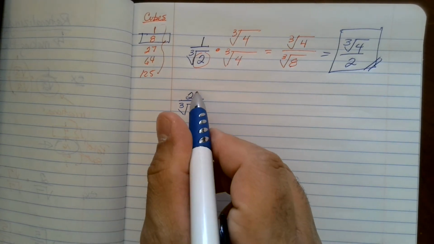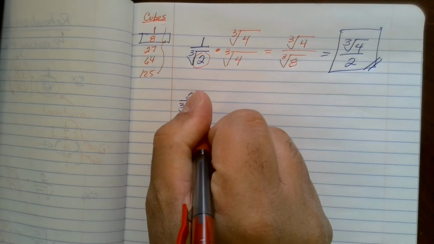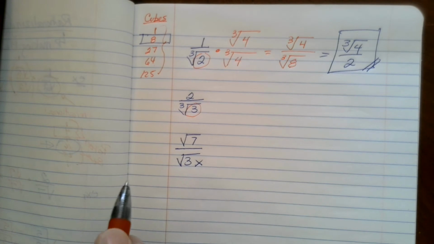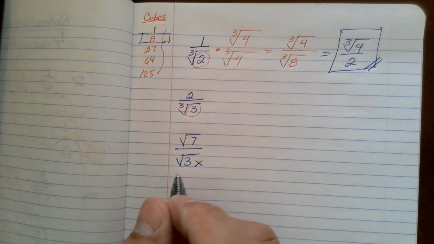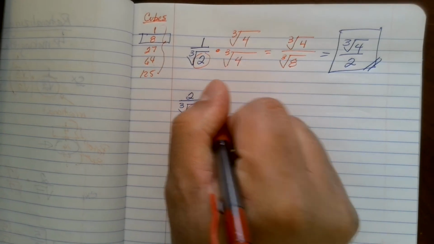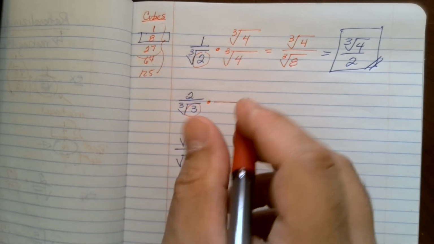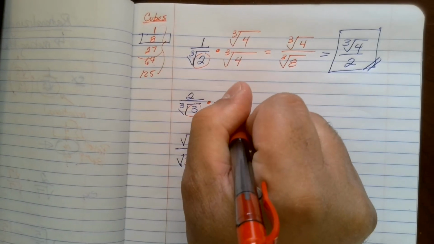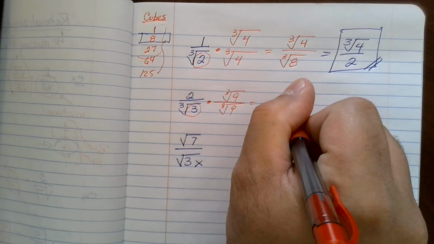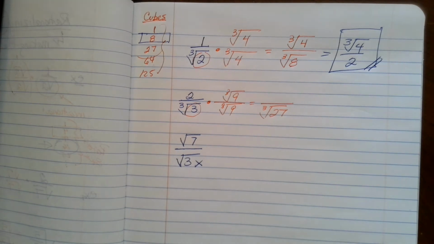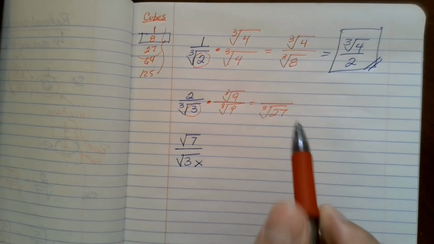Try another one. Here's 2 over the cube root of 3. So again, we want this 3 not to be a 3 because it doesn't fall into my perfect cubes. I want it to be a 1, an 8, a 27, 64, 125. So what can I multiply it by to become one of those? Well, I know 3 times 9 is 27. So I can multiply the numerator and denominator by the cube root of 9. And that way I have the cube root of a perfect cube.